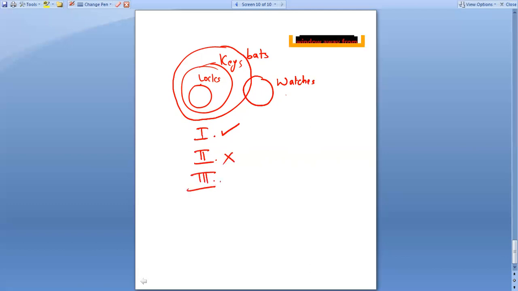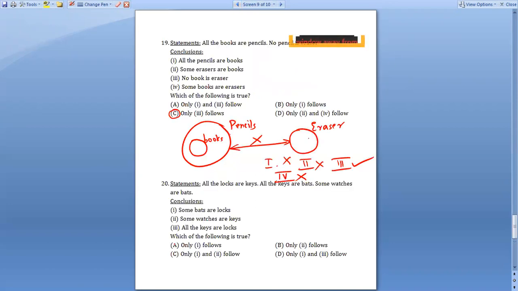Now, conclusion 3, all the keys are locks. All the keys are locks, which is not true. Some keys are locks. All the locks are keys, and some keys are locks. So conclusion 3 doesn't follow. So, which one of the following is true? Only conclusion 1 follows. That is option A. Done?